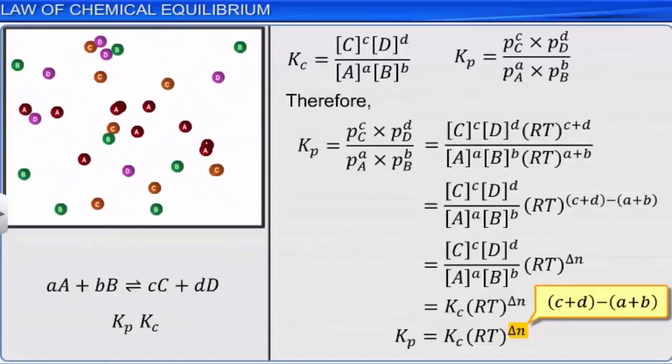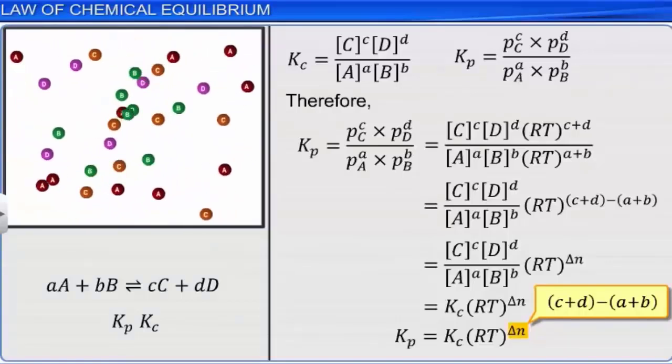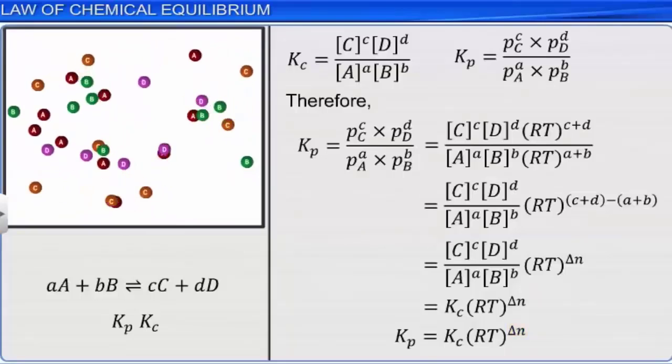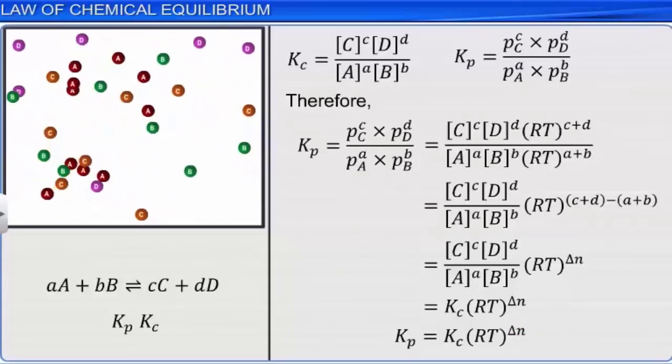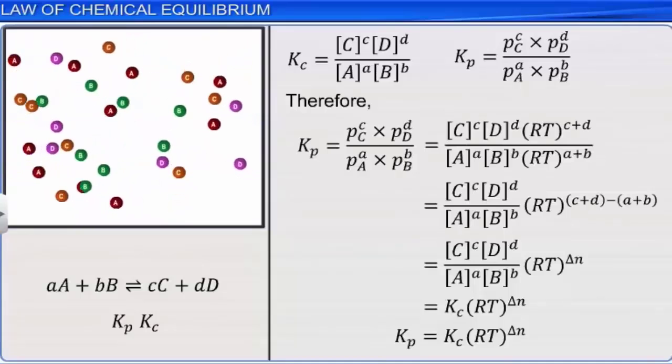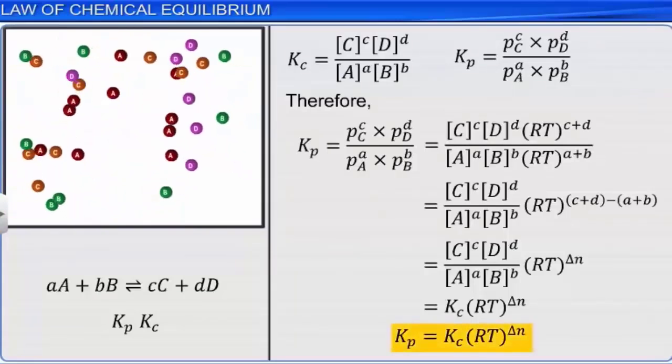Thus, Kc and Kp are related to each other by the equation Kp is equal to Kc multiplied by the product of R and T raised to the power of delta n.